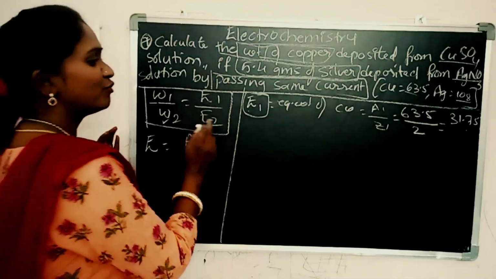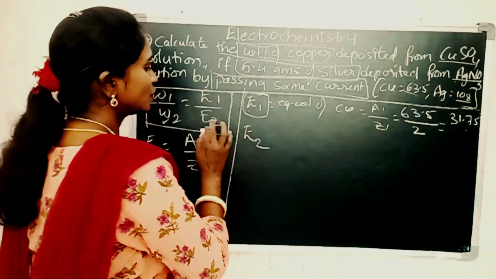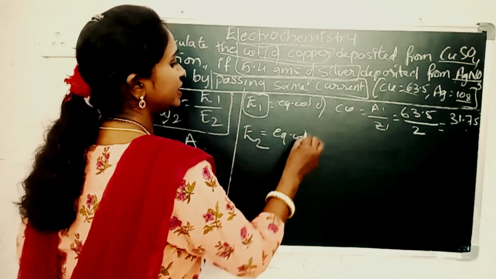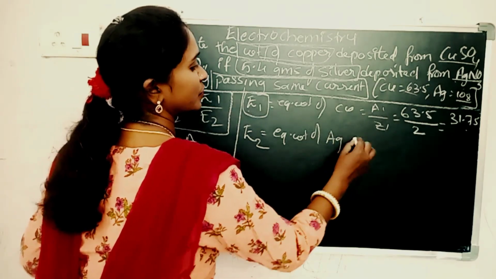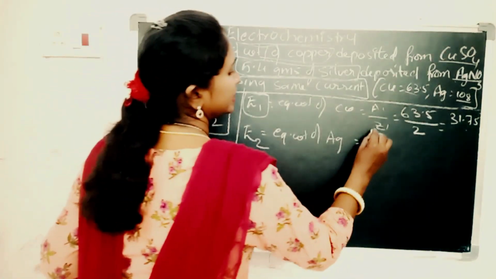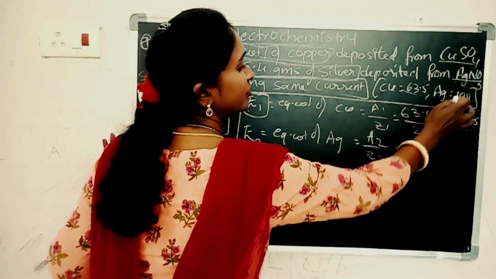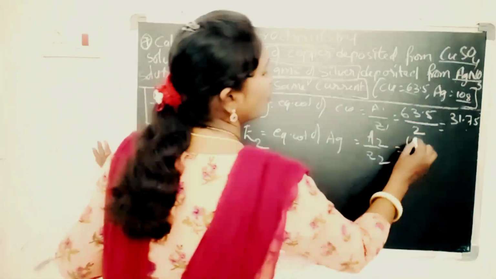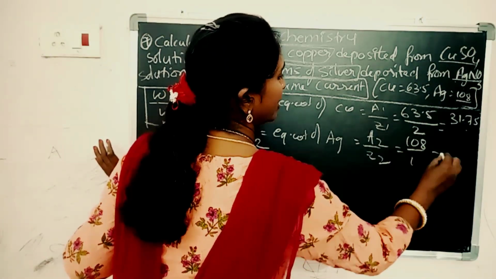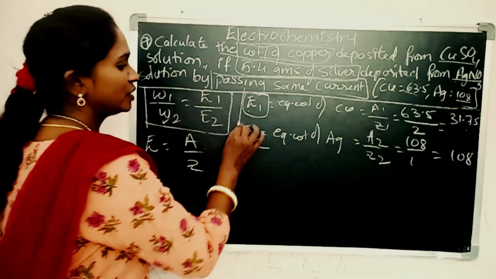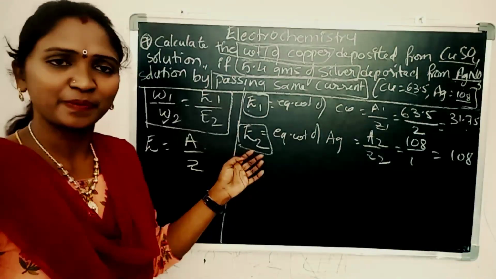And see what is E2 here. So the equivalent weight of silver, then A2 by Z2. The atomic weight of silver is 108 by 1. Then 108 only. So here we will get E2.